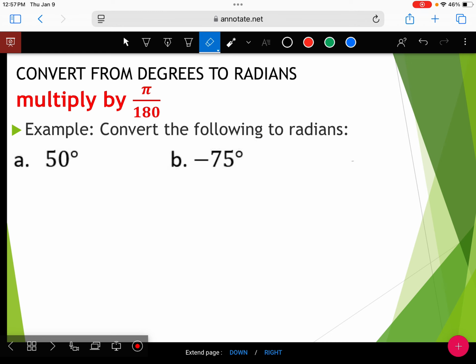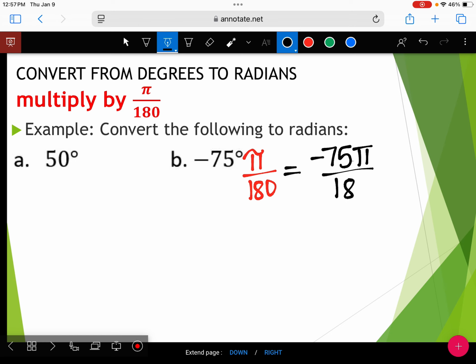So now let's look at B, negative 75. Go ahead and copy that down. We're multiplying this by pi over 180. So that would be negative 75 pi over 180. All right, what number goes into 75 and 180? 5. So let's go off to the side. Long division. Go ahead and figure out what you get when you divide 5 into 75 and 5 into 180.